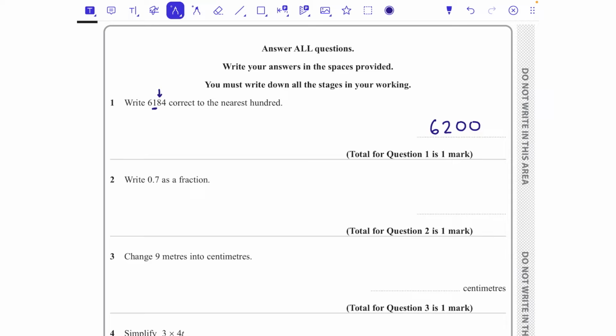For question number 2, write 0.7 as a fraction. Well, this is a 7 in the tenths column. So 7 tenths I can write as 7 tenths, or you can think of that as 7 divided by 10, but 0.7 is 7 over 10, 7 tenths.